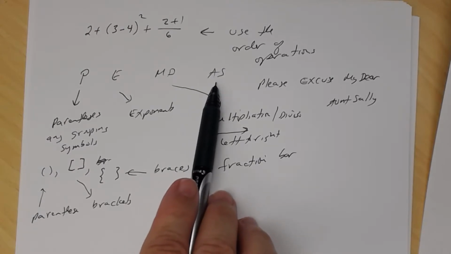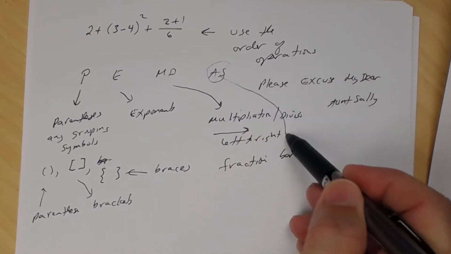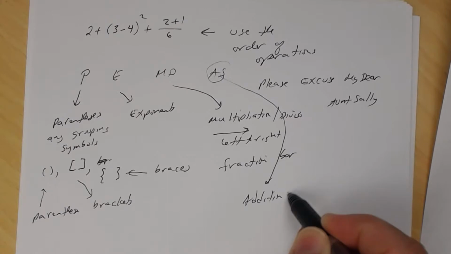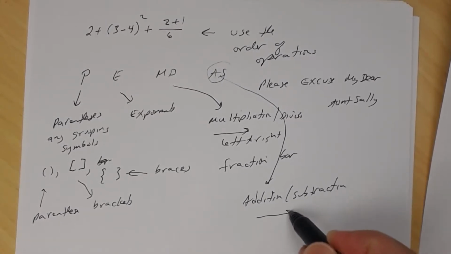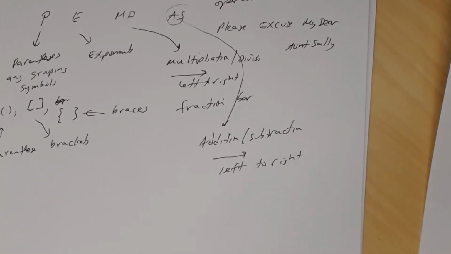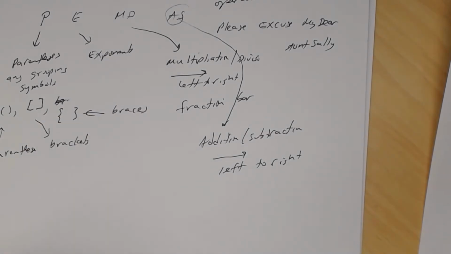Same thing for addition and subtraction. Addition and subtraction, put that right here. You do that from left to right as well. So if subtraction occurs first from left to right, you do it. If addition occurs first from left to right, you do it. All right, so please excuse my dear Aunt Sally.